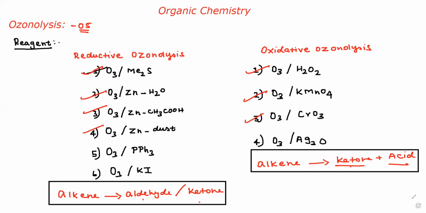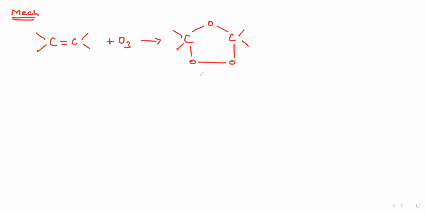Now I give you the general mechanism for ozonolysis in case of double bond and triple bond systems. Please note this mechanism. I take the alkene, the double bond carbons. Ozone is going to react with the alkene and form an intermediate called ozonide, a very important intermediate. Here carbon, here also carbon, here oxygen. Please note, the intermediate is called ozonide. First the ozonide intermediate forms.